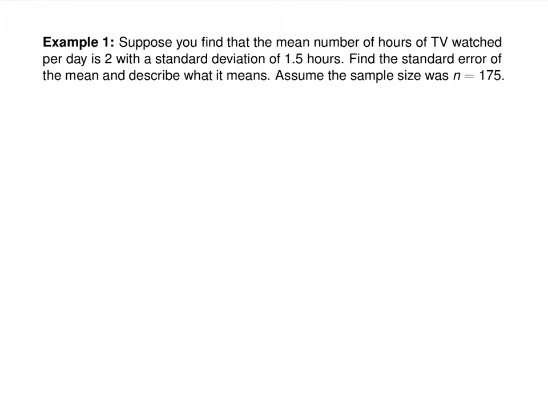Okay, here we go. This is the next thing you have, right? Suppose you find the mean number of hours of TV watched per day is 2, with a standard deviation of 1.5 hours. Find the standard error of the mean and describe what it means. Assume the sample size was 175. So 2, what is the statistical notation for 2? This is the mean number of hours of TV, so x bar, yep. We've got an estimate of our mean mu, x bar equals 2. And the standard deviation of 1.5 hours, what's that telling you? That's S, yep. The sample standard deviation is 1.5.